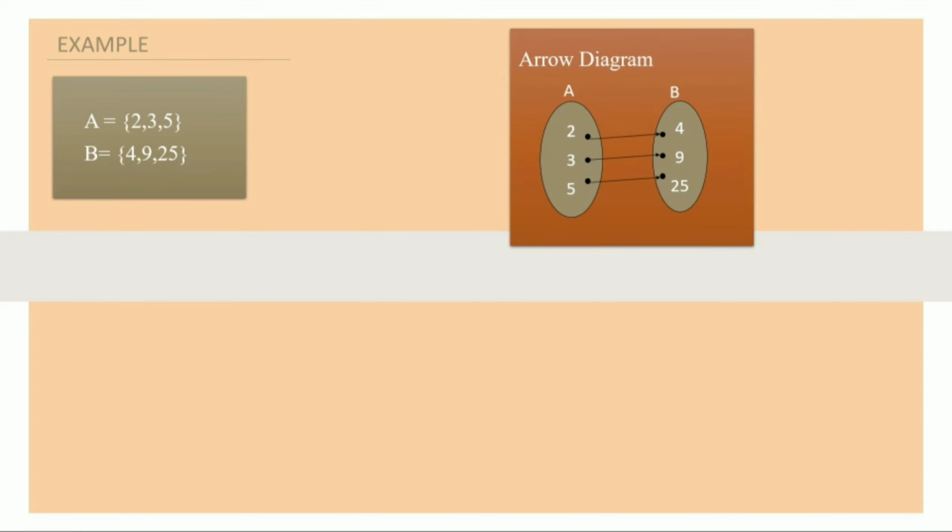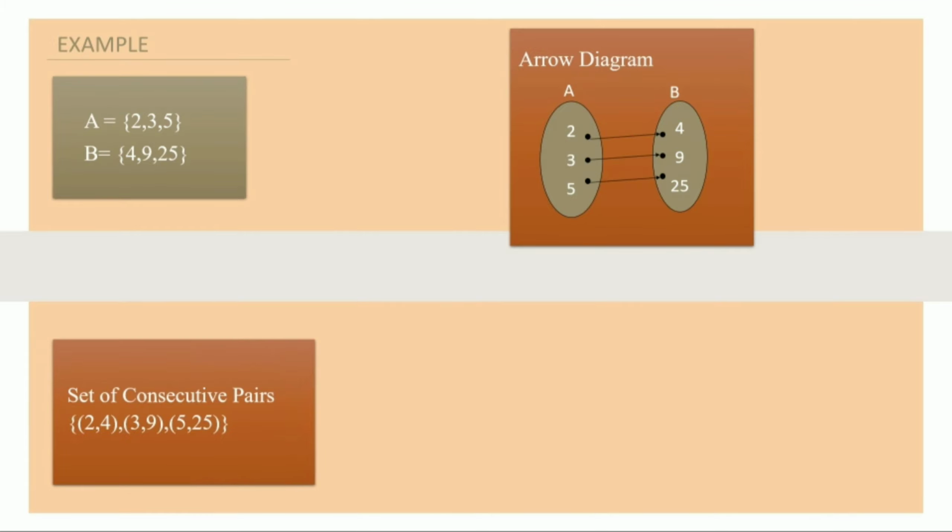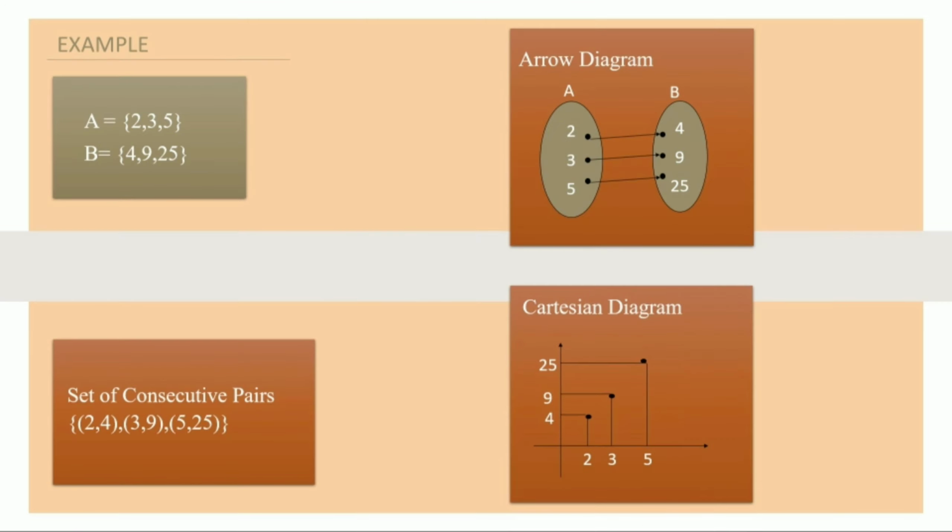For the arrow diagram, you can see this picture, and for the set of ordered pairs, you can see this: 2, 4, 3, 9, 5, 25. And for Cartesian diagrams, you can see this picture.